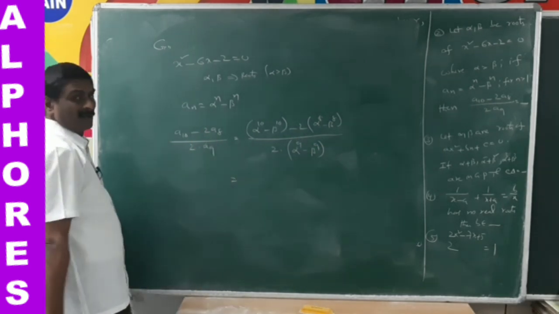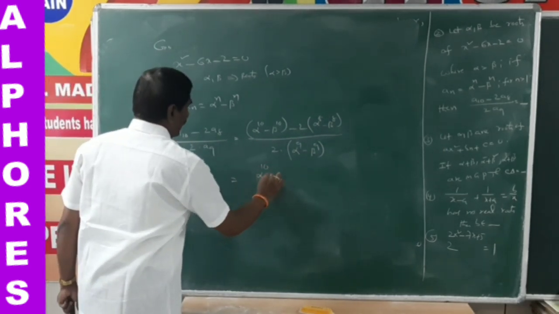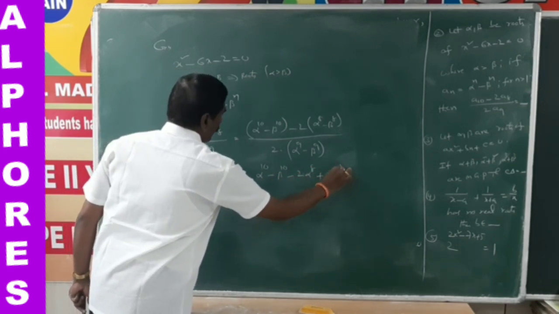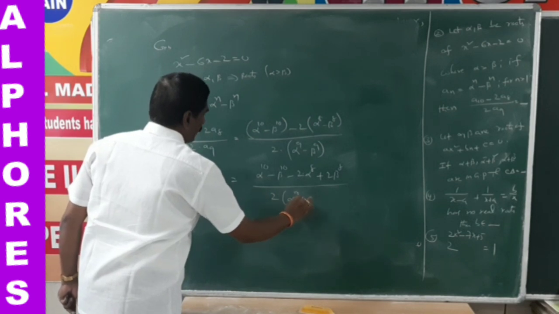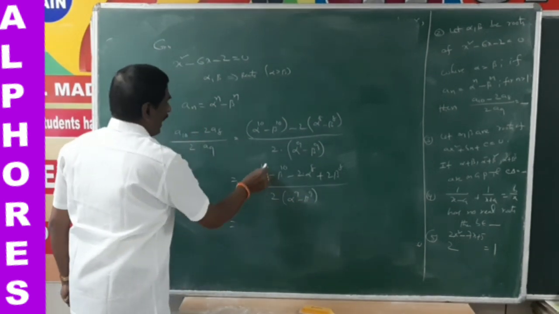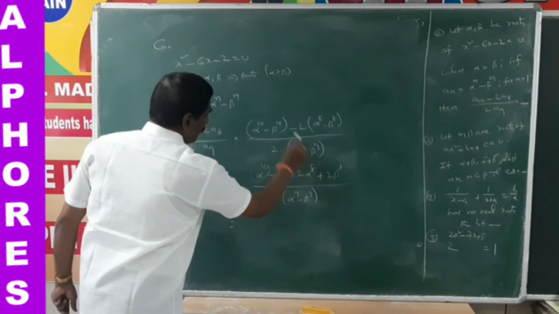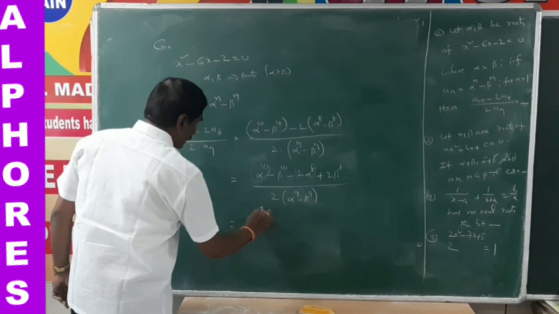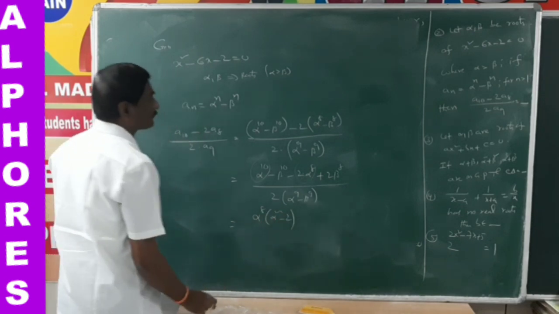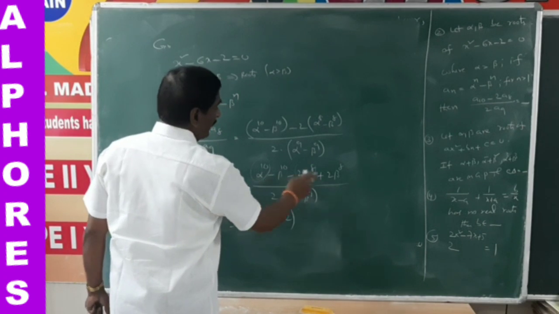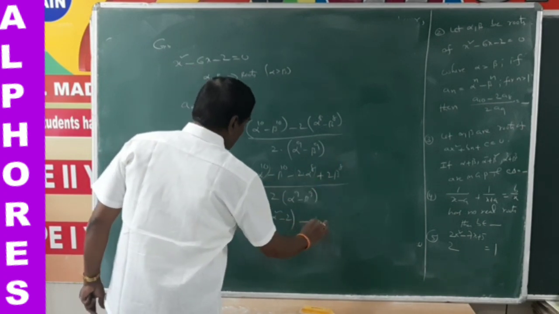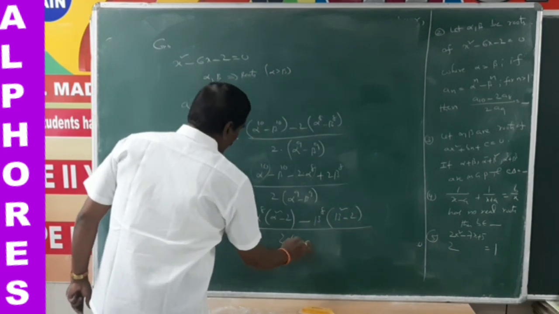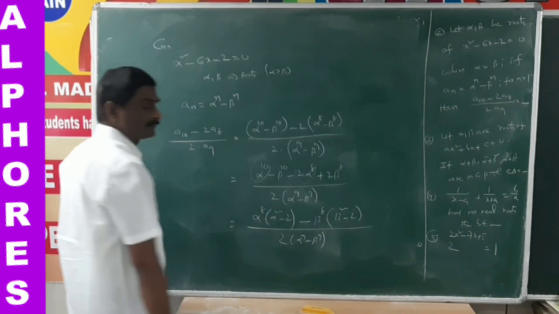Okay. After simplification, alpha power 10 minus beta power 10 minus 2 into alpha power 8 plus 2 into beta power 8, by 2 of alpha power 9 minus beta power 9. Alpha power 10 minus 2 into alpha power 8. What is the common term? Alpha power 8. So, alpha power 8 of alpha square minus 2. Here minus beta power 10 plus 2 into beta power 8. So, minus beta power 8 is the common term. Beta square minus 2, by 2 of alpha power 9 minus beta power 9.